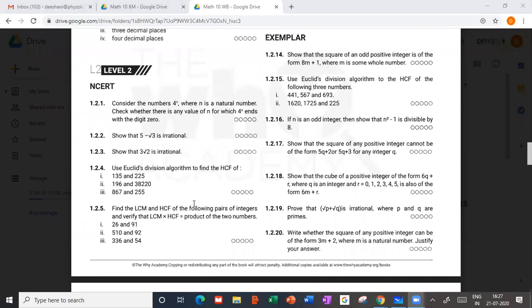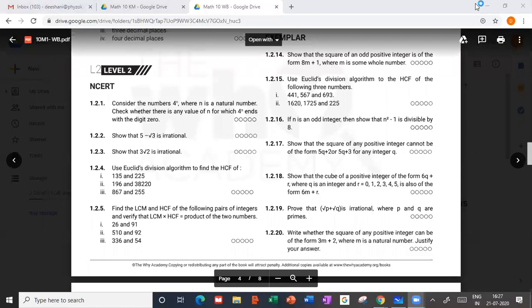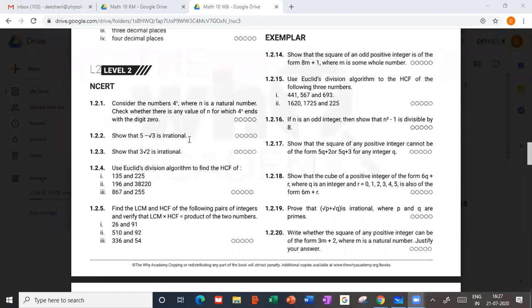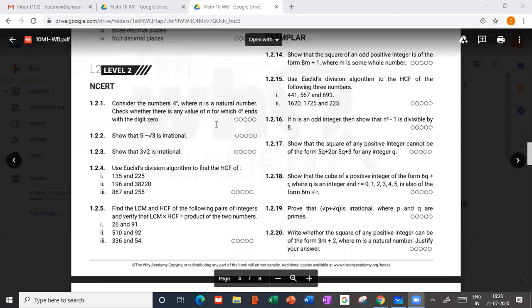So the other type of questions which are there here is this. It's like level 2 question 1. You get questions like this that consider the number 4 power n. They give you any number to the power n and they ask you to check whether there is any value of n for which the number ends in 0. I'll take the first question itself and solve. So 1.2.1. This is another type of question.